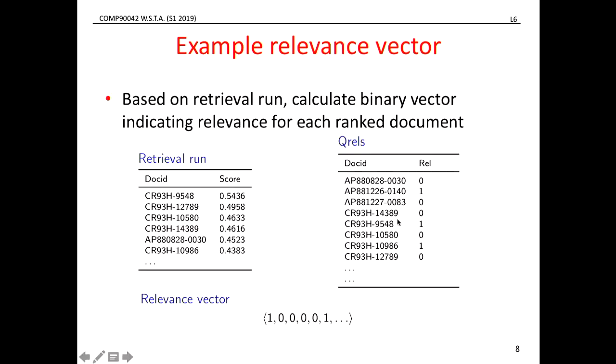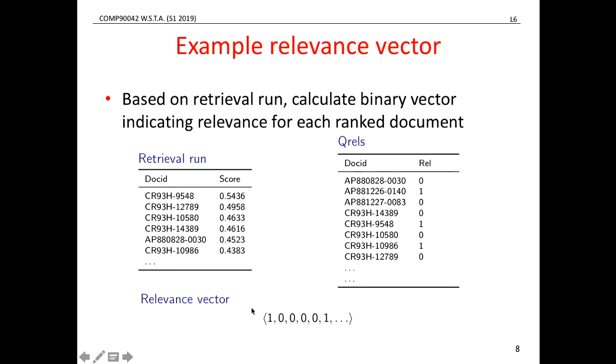Okay, to give you an example here, if we have these QRELs here from the document collection, we have a retrieval run. What we're going to do is look up and see that this string here, CR93H9548, is listed as being relevant here as a 1. So our first result in our relevance vector is 1. Then we look to the second rank item. Does it turn up? Yes, it shows up here and it's got a value of 0. So we put a 0 here. And we keep going down the retrieval run. We're just looking them up in here and reading off the value in the right column. So this is just a simple lookup operation.